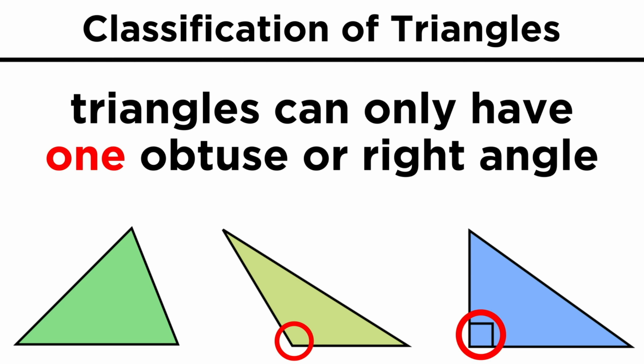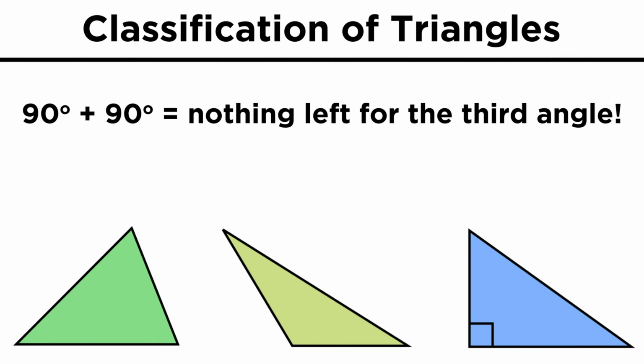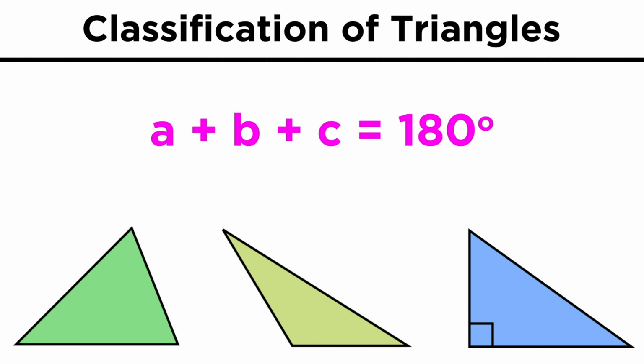This is why any triangle can have at most one right or obtuse angle, because two of them would add up to 180 or more, and then there is nothing left for the third angle. This fact will help us algebraically determine the measures of certain angles later.